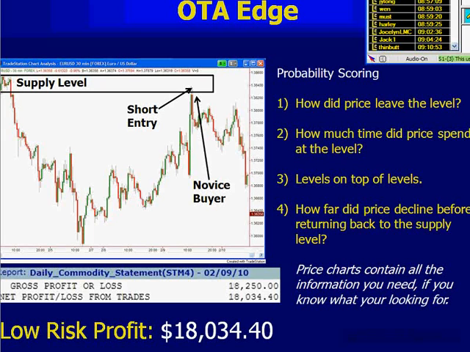All right, so let's look at number 4. Now, this is another item that's very important when it comes to quantifying supply and demand with the goal of identifying the key market turning points. How far did price decline before returning back to the supply level?